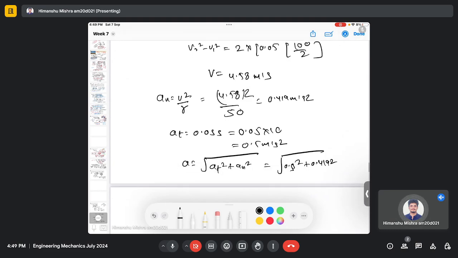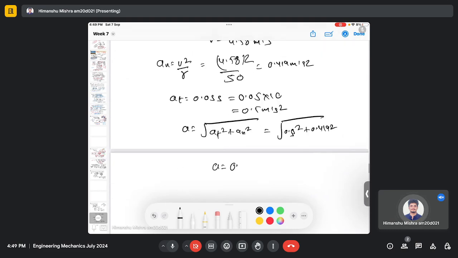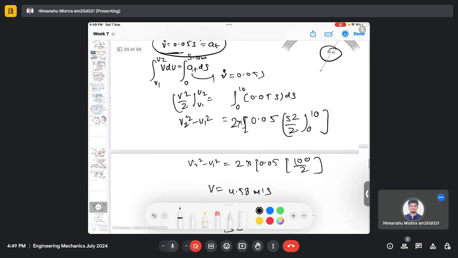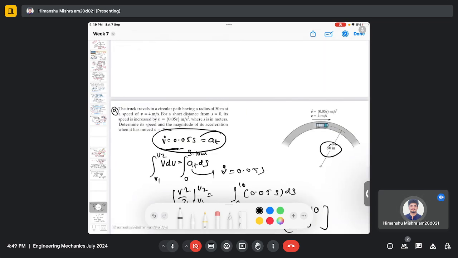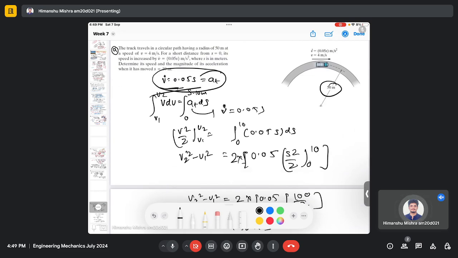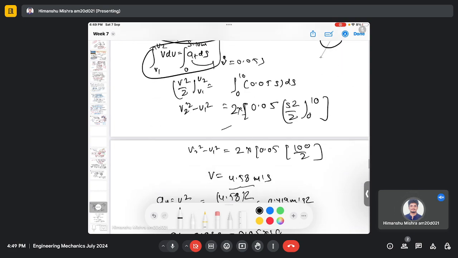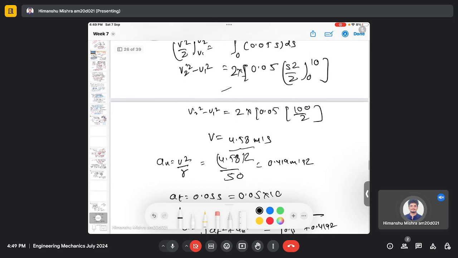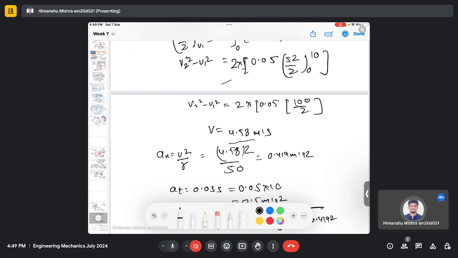So your acceleration will be 0.642 meter per second. It's a pretty straightforward problem because we have been given v dot, which is the tangential component of acceleration, and we have been asked to find the speed and magnitude of acceleration at s equal 10 meter. So we use the general formula here, and we integrate this formula to find the speed, which is 4.58 meter per second.